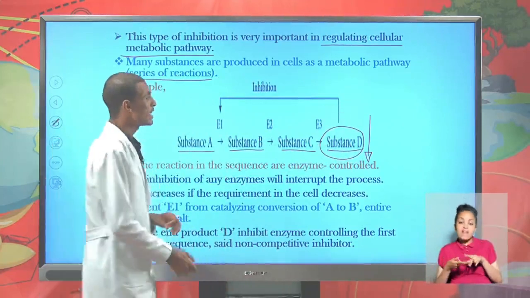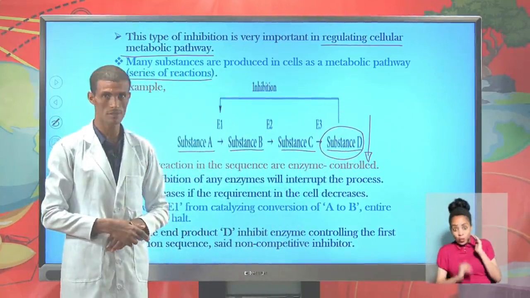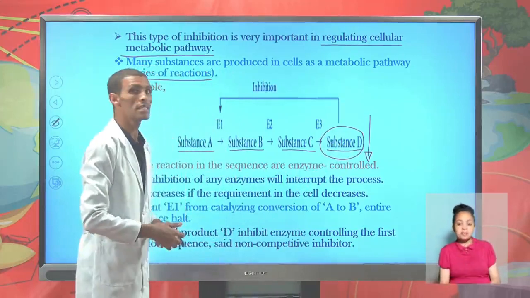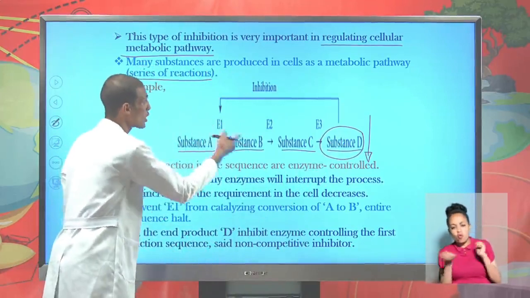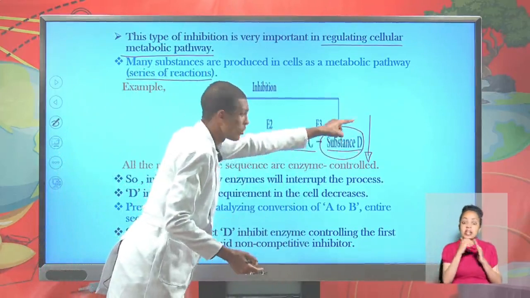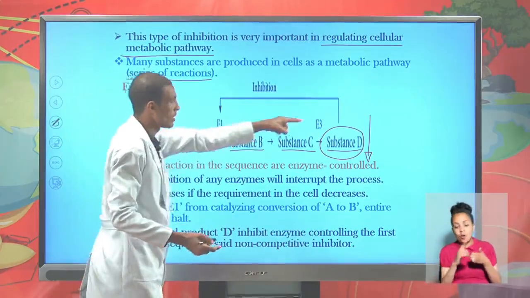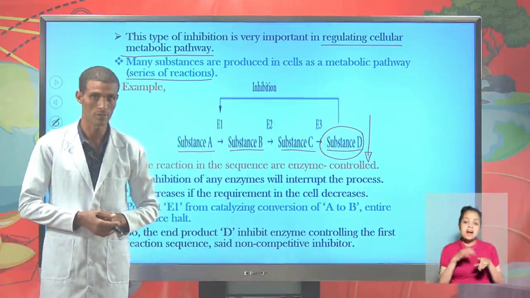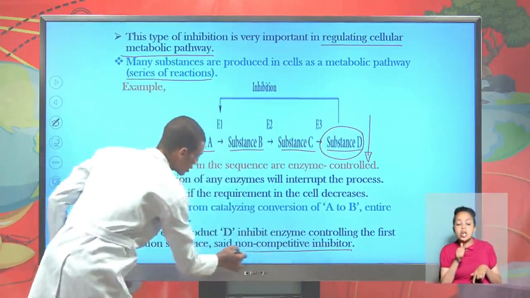But reversely, if the requirement of substance D or product D in the cell becomes decreased or reduced, the concentration of D in the cell is going to increase. This increase indicates that the rate at which enzyme 1 converts is going to be affected. This means that when the increase in concentration of product D affects the earlier reactions, enzyme 1, enzyme 2, and enzyme 3, halting the whole process, it is said to be feedback end product inhibition or negative feedback inhibition. This is considered a non-competitive inhibitor.